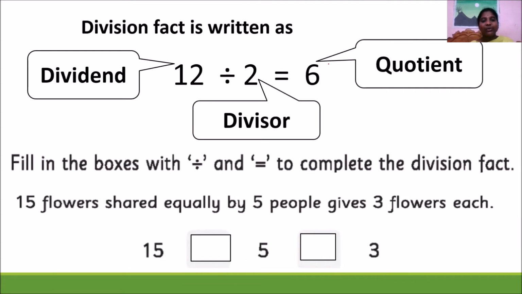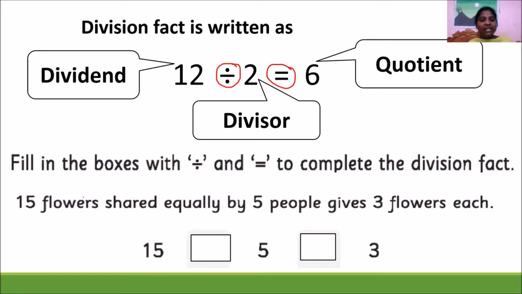Next, we are going to learn how to write the division fact. Here you can see the example. Here you can see the 2 symbols. The first symbol is the division symbol. It should be read as divided by. So 12 divided by 2. The second symbol is the equal to. You can read the division fact: 12 divided by 2 equal to 6. In this division fact, 12 is the dividend, 2 is the divisor, 6 is the answer. So it is the quotient.